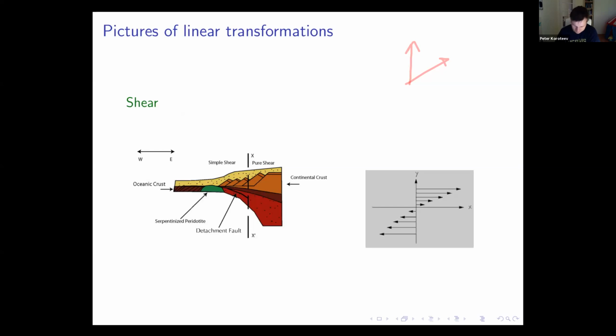Now let's look at some examples of linear transformations. Are there any questions before that? No. So one is called shear. It happens, say, on Earth with different tectonic plates, the oceanic crust and land crust, where they shear against one another. Here's how you can write it: the bigger the value of y, the longer the displacement in x.